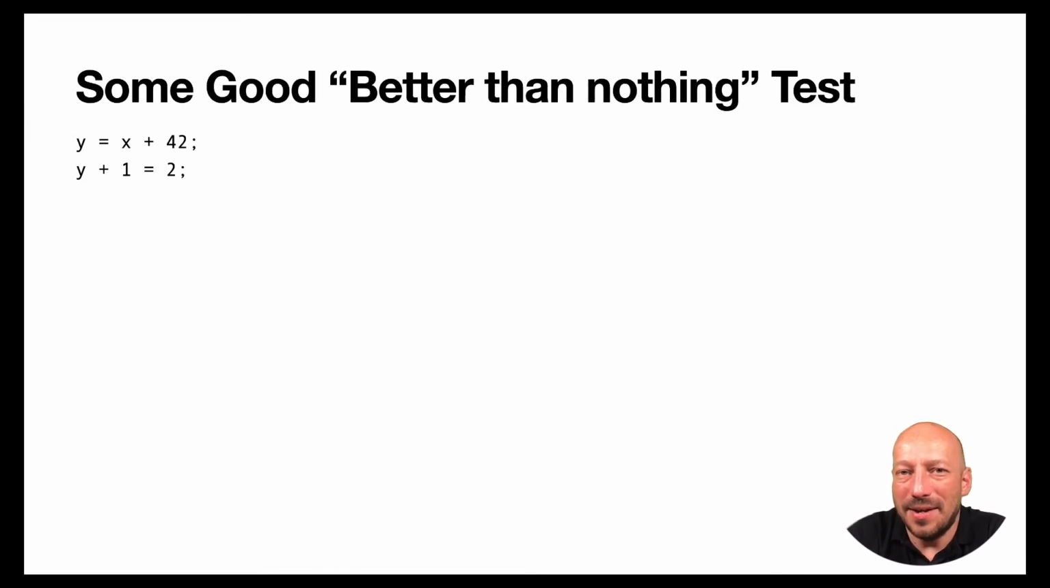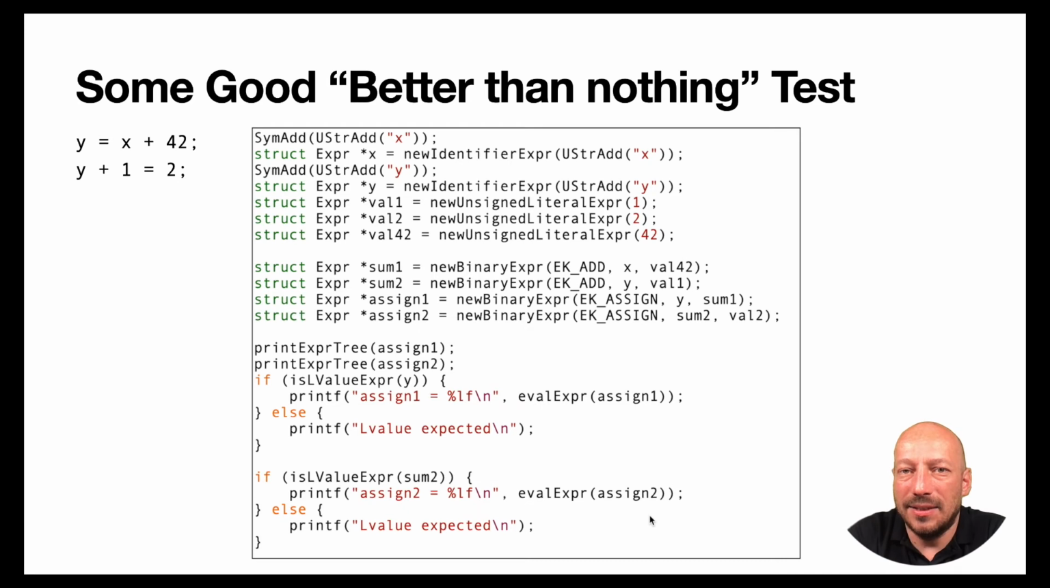The better than nothing test that I would suggest would be the following. You have these two assignment expressions and you set them up both manually. And then of course you also have to think about that you have to update the implementations of print expression tree and eval expression. And probably the print expression tree function is kind of simpler to implement because you just have to add new cases how to print an expression node, but you do not have to think about assigning values to symbols.